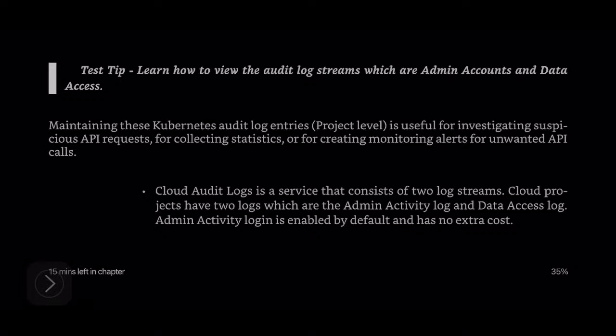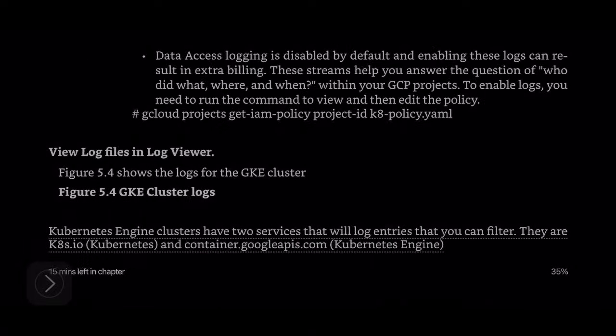Cloud Audit Logs is a service that consists of 2 log streams. Cloud projects have 2 logs, which are the admin activity log and data access log. Admin activity logging is enabled by default and has no extra cost. Data access logging is disabled by default, and enabling these logs can result in extra billing. These streams help you answer the question of who did what, where, and when within your GCP projects.